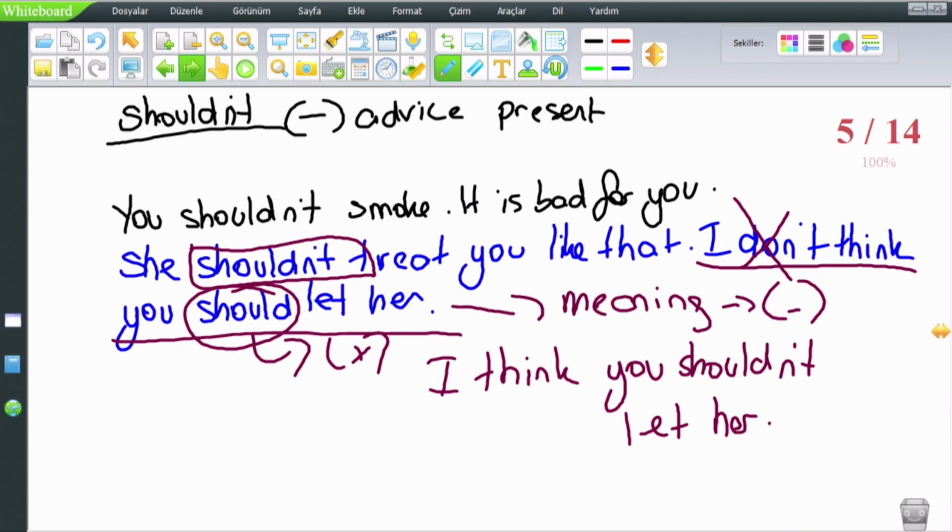Okay, in the second one, if you look at the second part, we don't have a negative modal here. But what we have is a negative meaning. I could also give the same meaning if I wrote this sentence like this: I think you shouldn't let her. I omitted the negativity from here and I added it to my modal verb, so it has the same meaning.